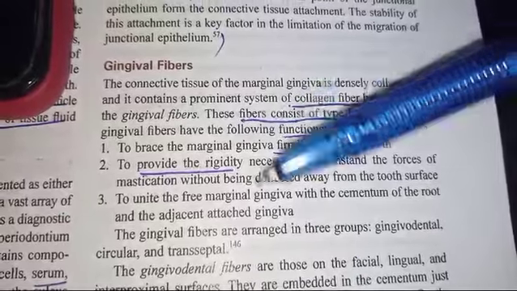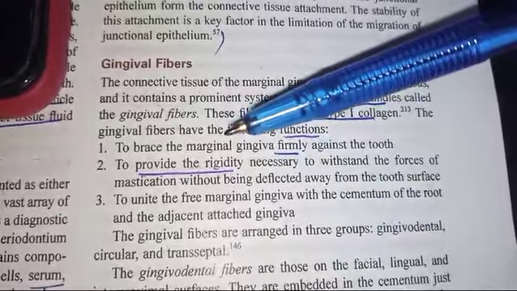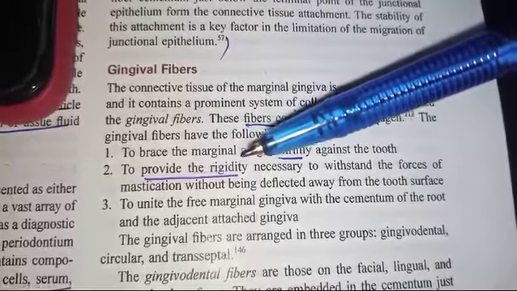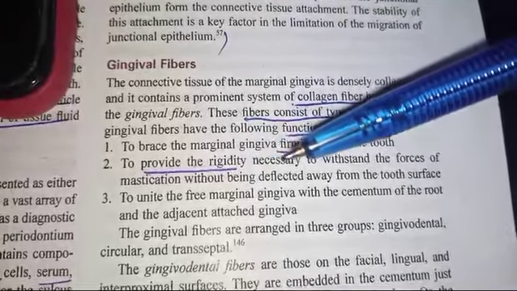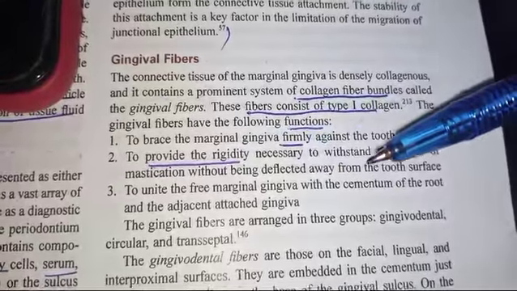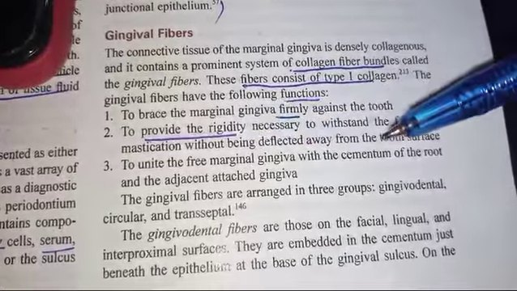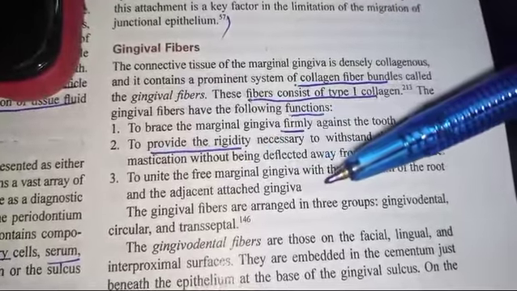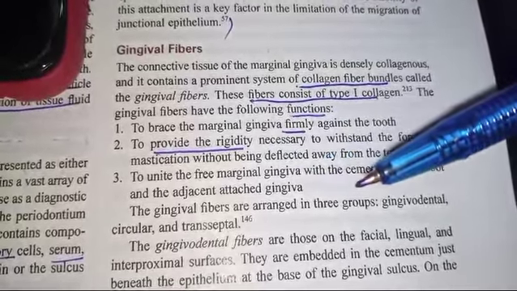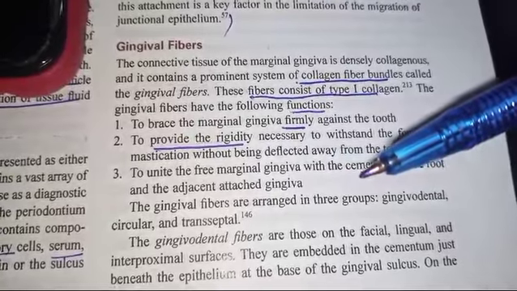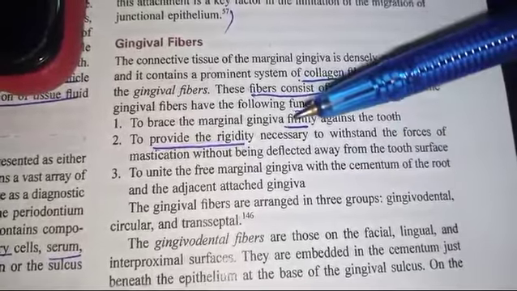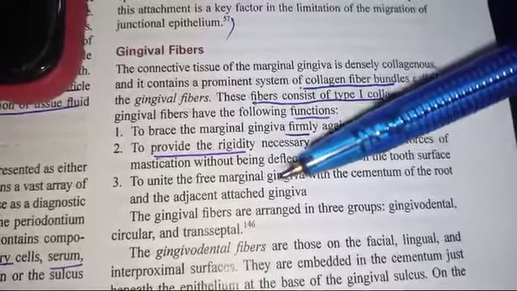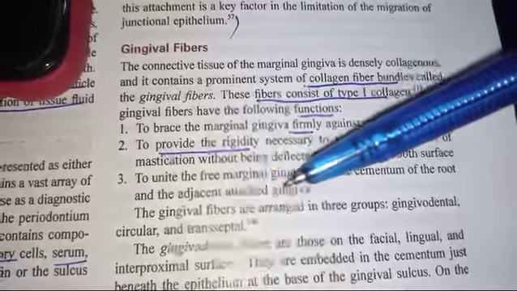Okay, then it has three functions: it firmly attaches the margin gingiva to the bone, provides rigidity during mastication forces so it cannot be deflected away from the tooth surface, and unites the margin gingiva with the cementum of the root, or with the adjacent attached gingiva. Very important point. It can be asked in your viva: tell me the functions of gingival fibers. So you should know it firmly attaches, provides rigidity, and also unites the free margin gingiva with the cementum of the root and adjacent attached gingiva.